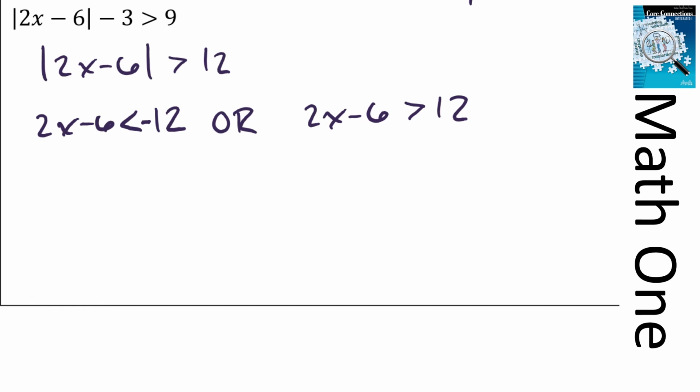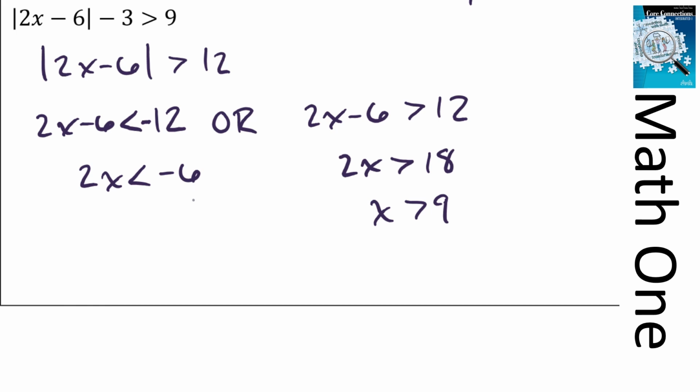So in both cases, I'm going to add 6 to it, so I've got 2x is greater than 18, therefore x is greater than the number 9. And over here, if I add 6, I've got that 2x is less than negative 6, and divide by 2, that would give me that x is less than the number negative 3. And again, that's joined by "or."